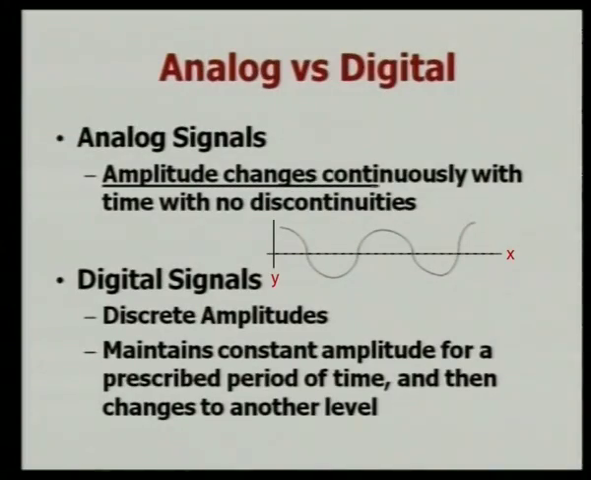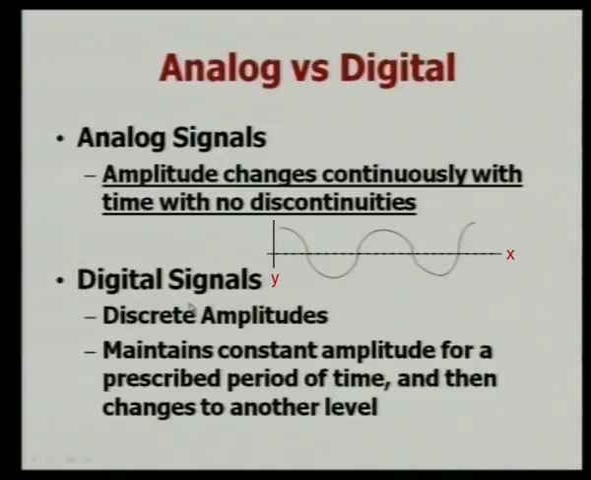So what do we mean by analog signals? Analog signals are those signals where the amplitude changes continuously with time with no discontinuities. As we can see in the figure given over here, there are no discontinuities. As time goes by, you can see that the amplitude changes continuously. It takes different values, but continuously there is a change in the amplitude. This kind of a signal is referred to as an analog signal.